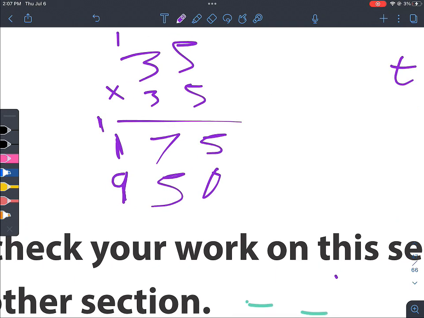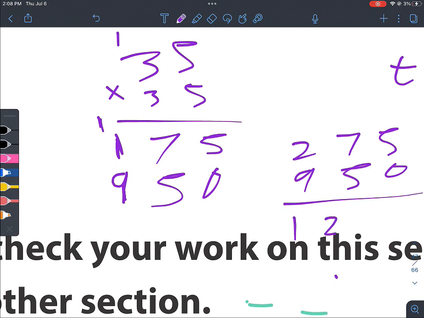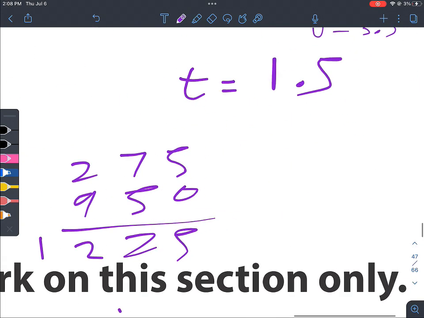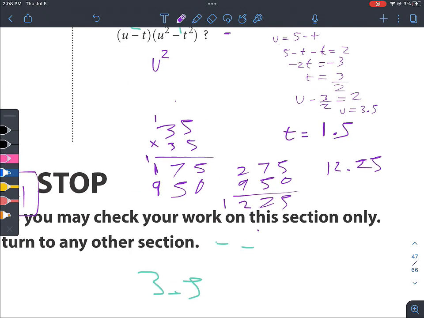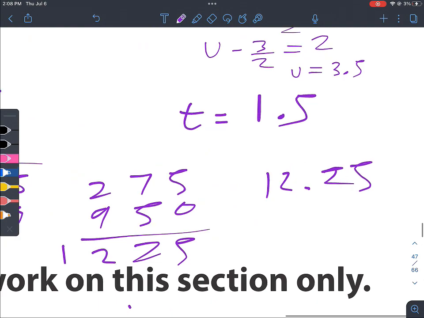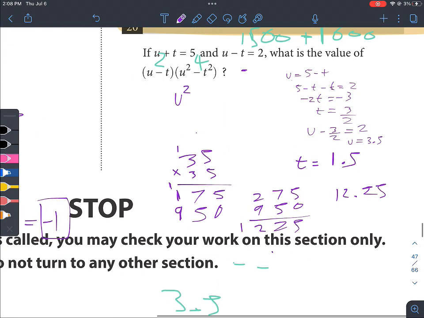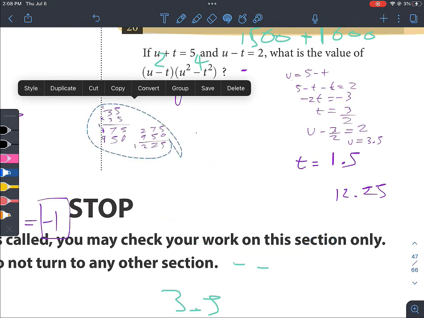So that'll just add that 1. So that's 2 plus 9 plus 275 plus 950, 1220. And then you put the 2 decimal points, 1225. So now we know how to square decimals. Nice to know. So now we have that. We're gonna put this off to the side. We know u squared is 1225.